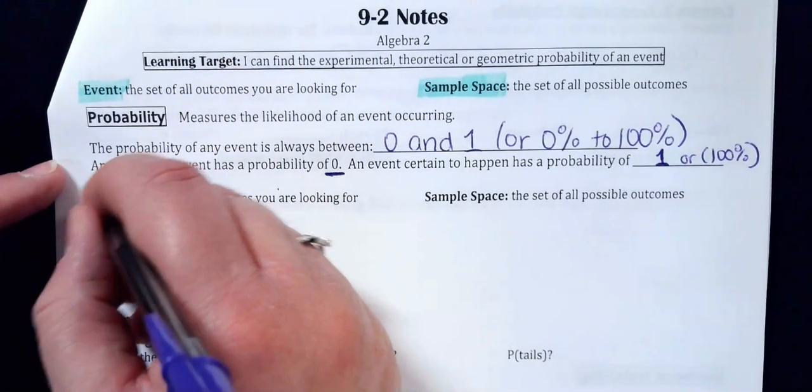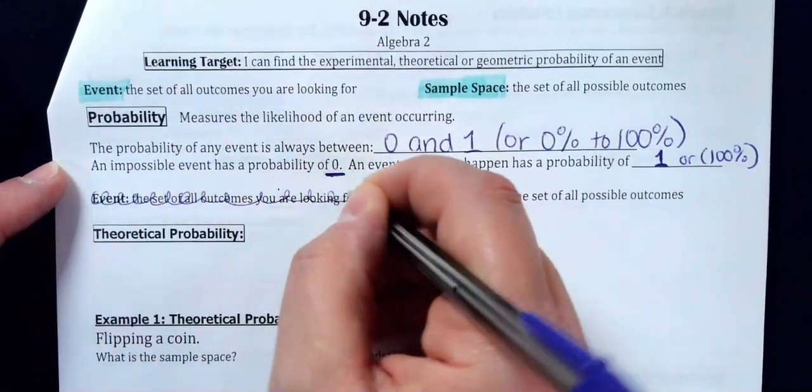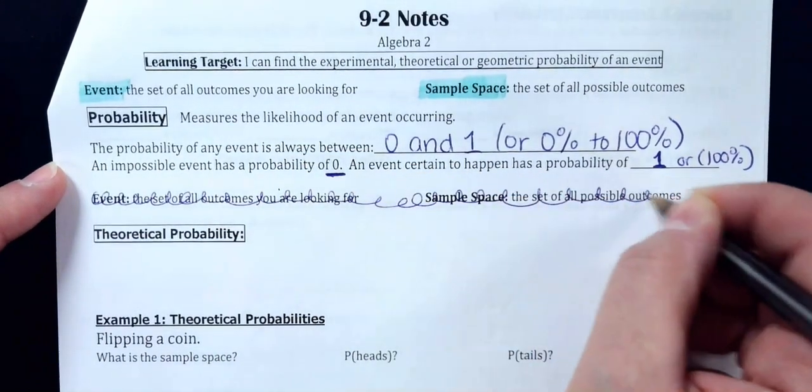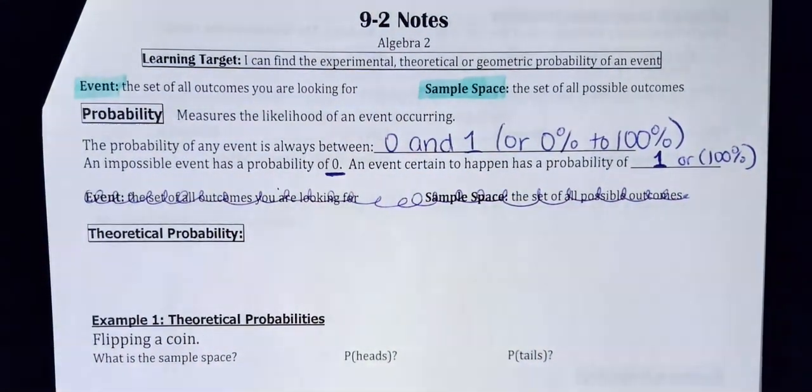And forgive me, for some reason I copied those little definitions that are right there above that, so just cross that out. Okay. Now, I'm going to write a fraction here. We're going to work on theoretical probability first. Theoretical probability is what should happen in theory. This is what we think should happen if we were to do something.